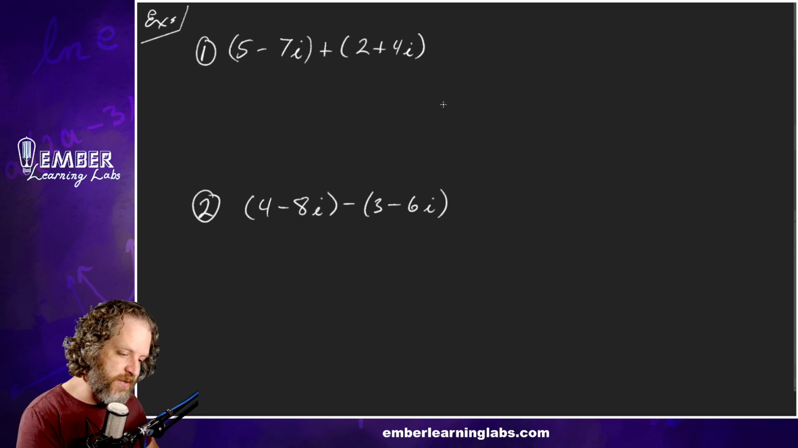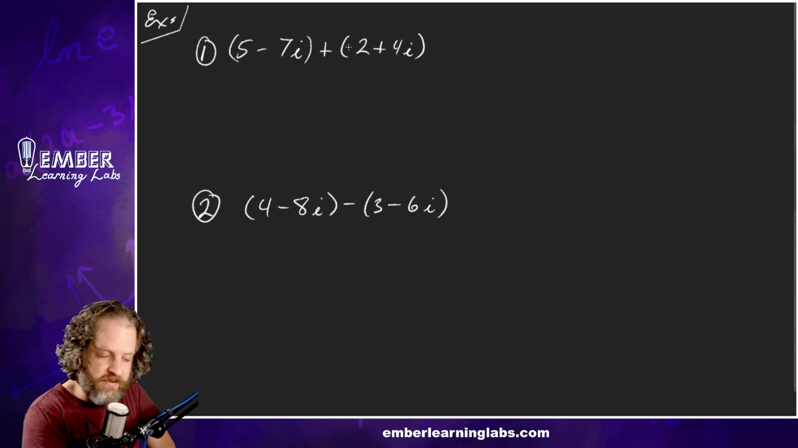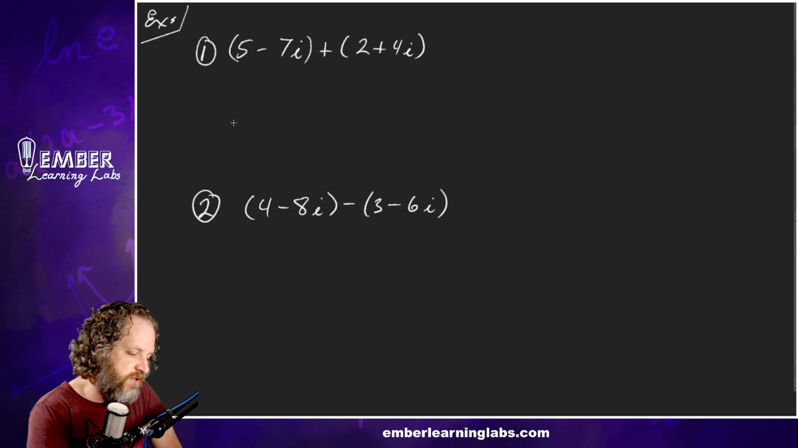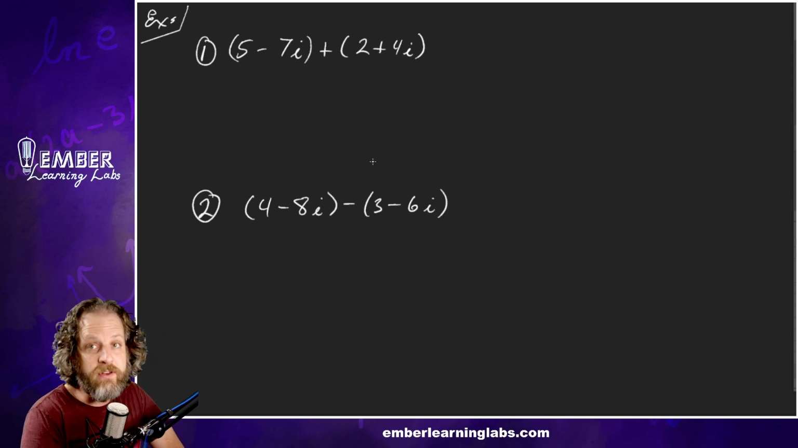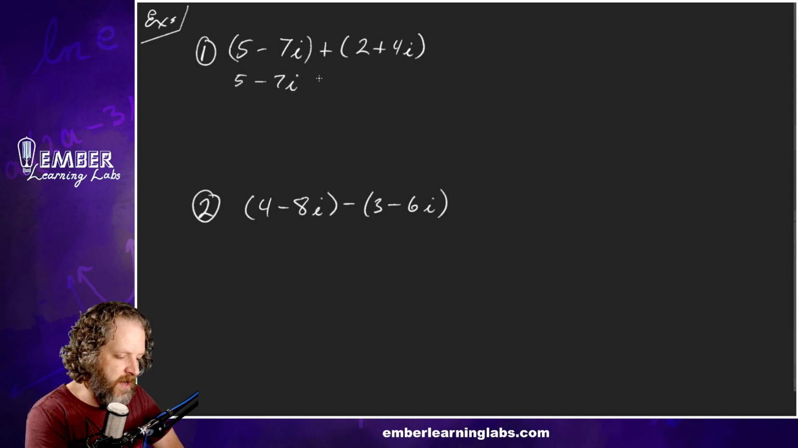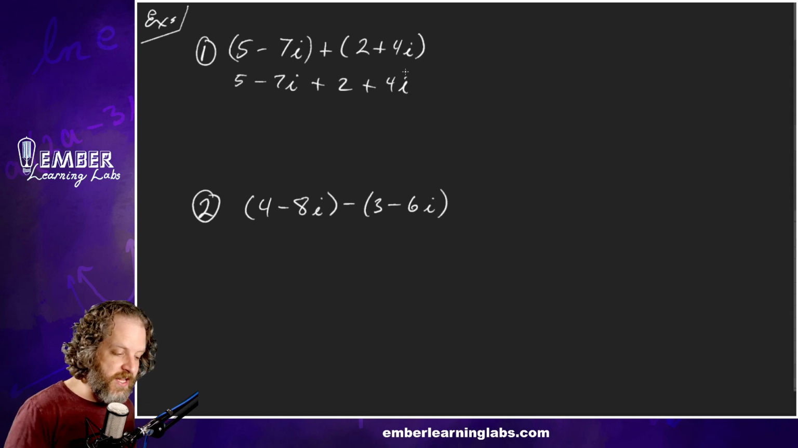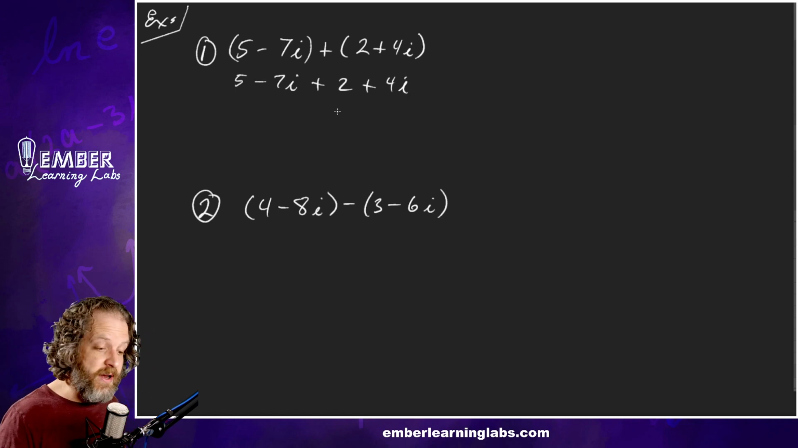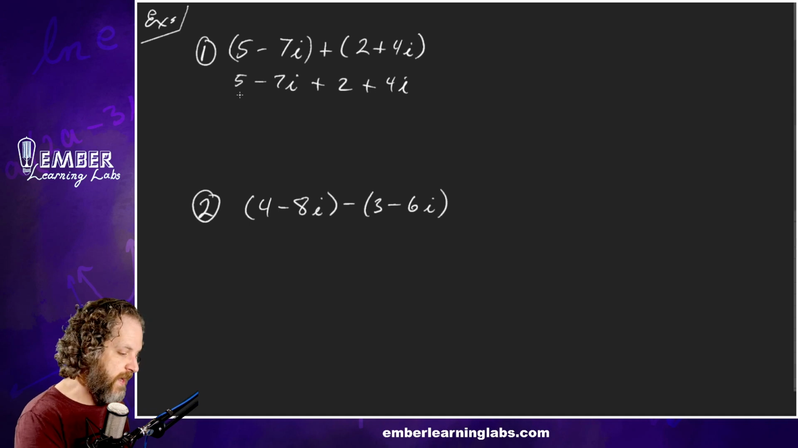Since there's a plus in between them, we can just drop those parentheses because this plus isn't really changing anything. This one, of course, will distribute, spoiler alert. But this one, we can just drop those parentheses and turn it into 5 minus 7i plus 2 plus 4i. And then just like if this was an x or y or any other kind of variable, we find our like terms. So right here is alike with this one, and this one is alike with that one.